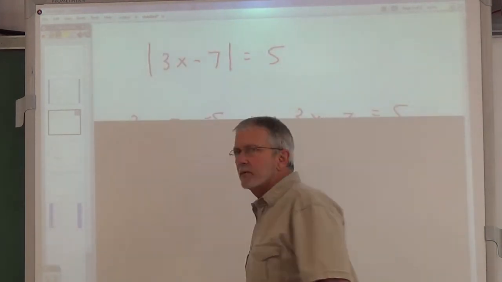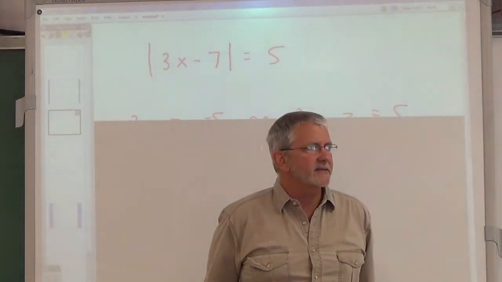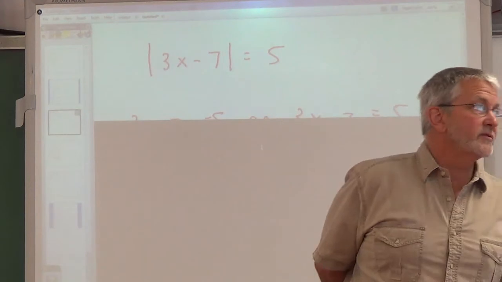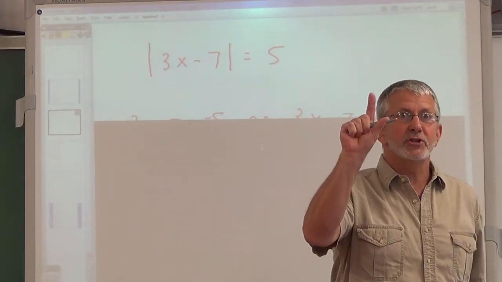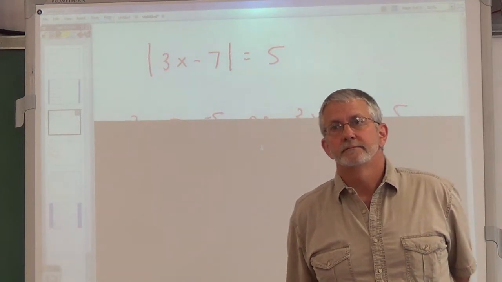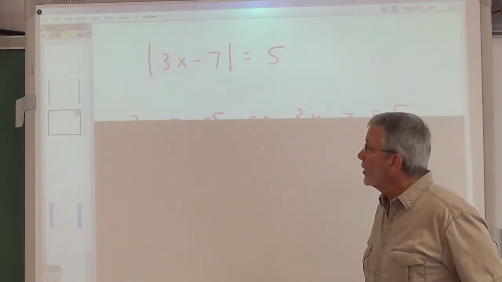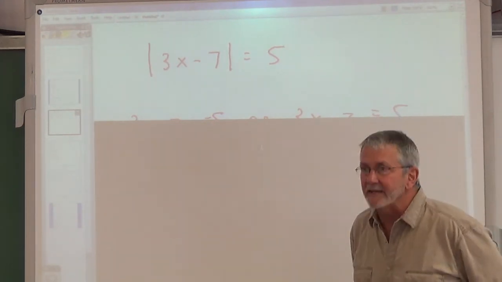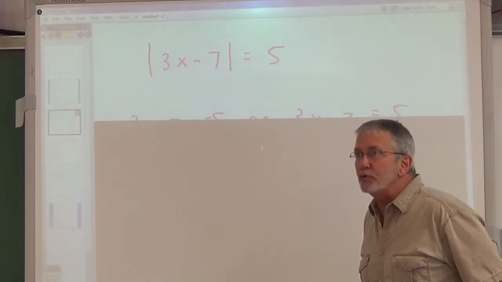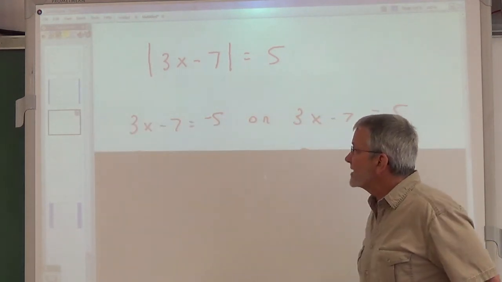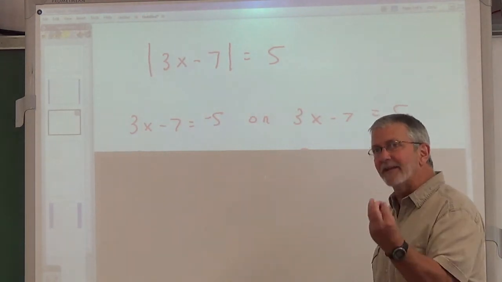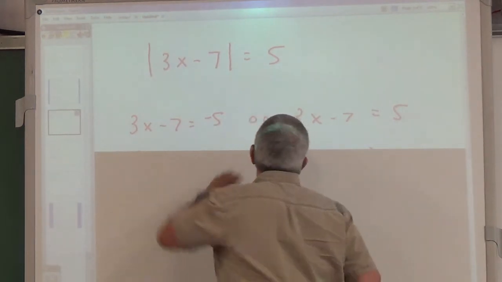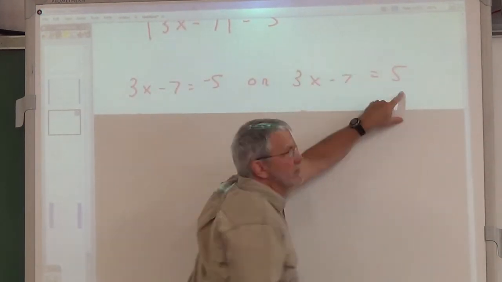That was the original question. Smiley face here, in this case, is 3x minus 7. And I'm certain that this is something you're not familiar with. If I'm going too fast, pause the video. But look, simple question: what things are 5 units from 0? Well, 3x minus 7, if that was equal to negative 5, that is 5 units from 0. And this is 5 units from 0.